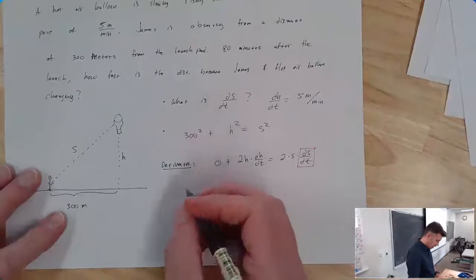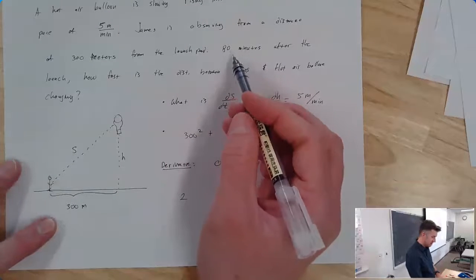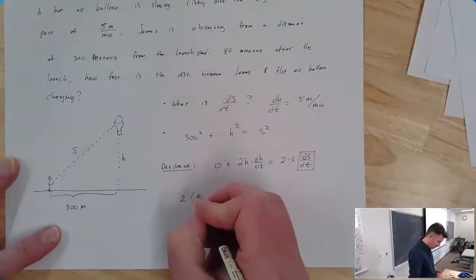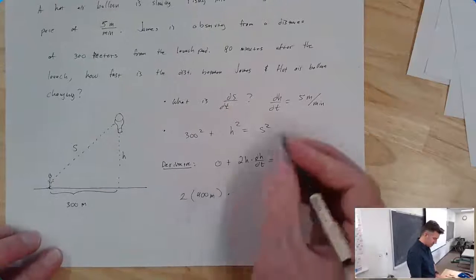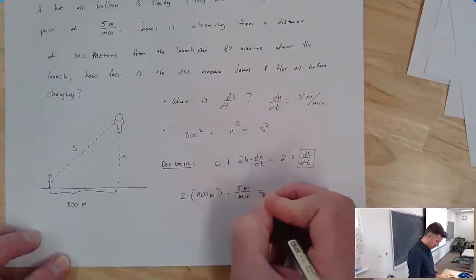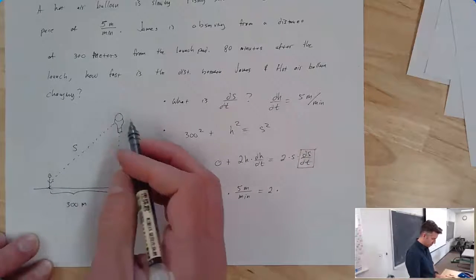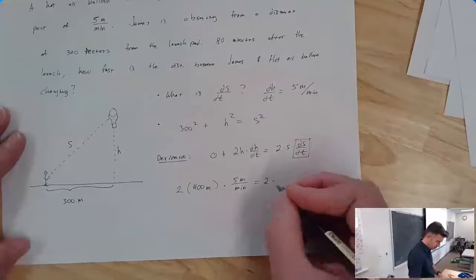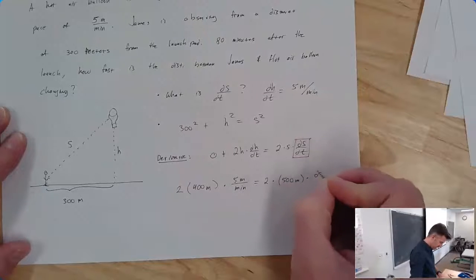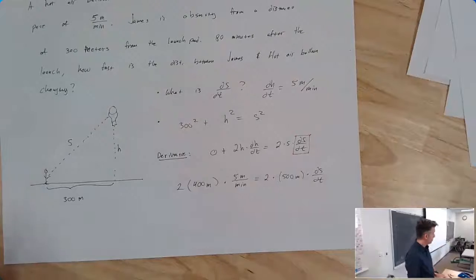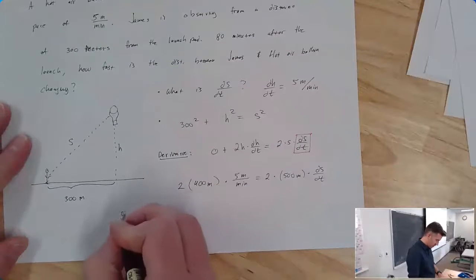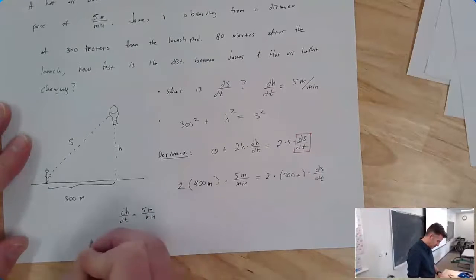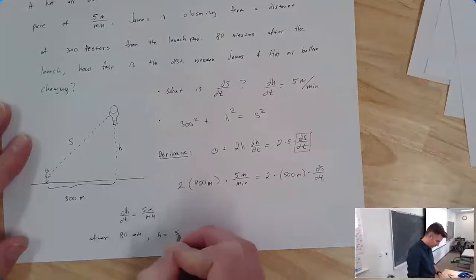So let's see here. After 80 minutes, the height of the balloon is going to be 80 times 5 meters, which is 400 meters. So my height is going to be 400 meters. And dh/dt is still 5 meters per minute. My s, the distance between myself and the balloon, well, if this is 300 and this is 400, then that's going to be 500. Or you could use the Pythagorean theorem. 500 meters. We're trying to find ds/dt. So I said, right, if we know that dh/dt is 5 meters per minute, and it's been 80 minutes, then h is going to be 5 times 80, which is 400.